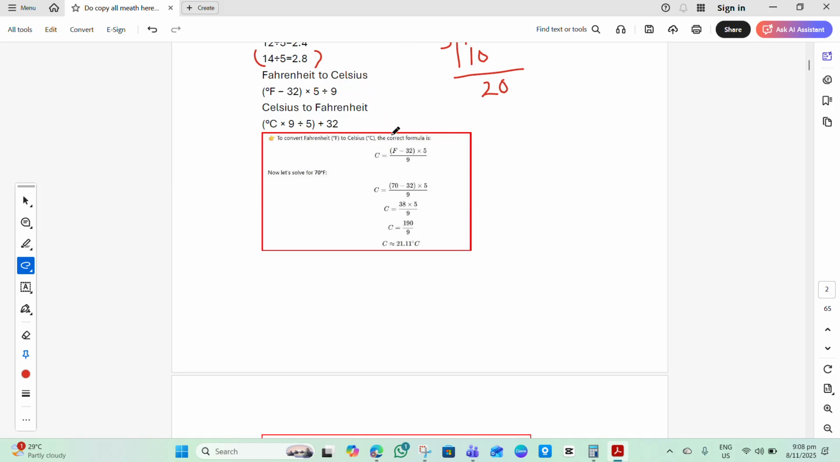Okay, the next question is asking about Fahrenheit to Celsius. The question is how to convert Fahrenheit to Celsius. Any idea? Okay, please share.